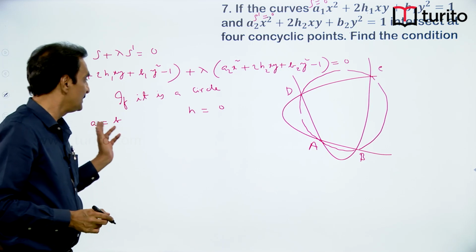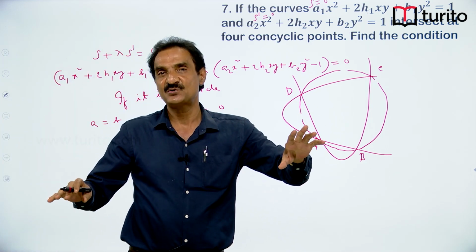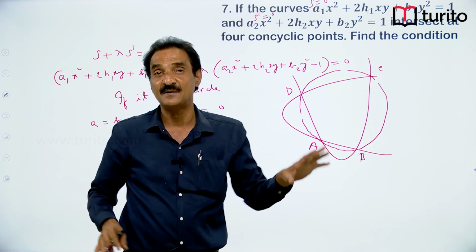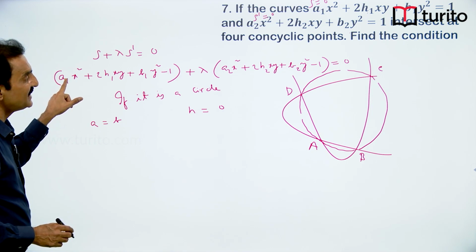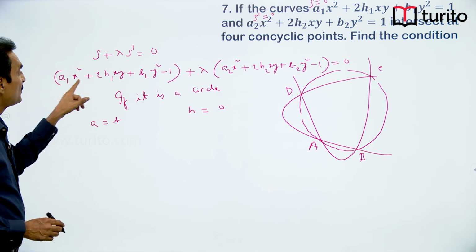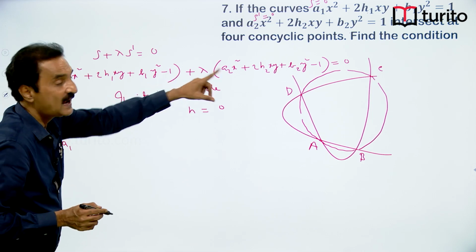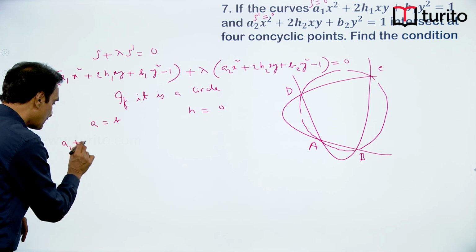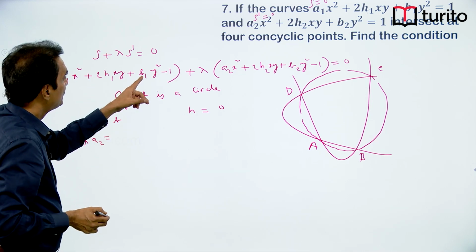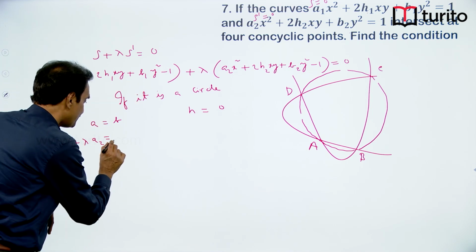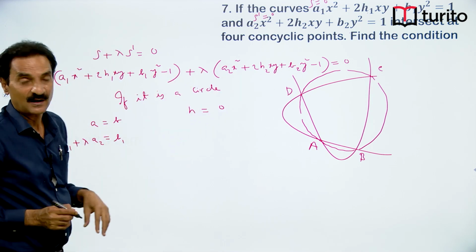A, B, H are coefficients of a general second degree equation, ax square plus 2hxy plus by square, etc. What is A is equal to B? Coefficient of x square is equal to coefficient of y square. What is the coefficient of x square here? A1 plus lambda A2. It should be equal to the coefficient of y square, B1 plus B2 lambda.